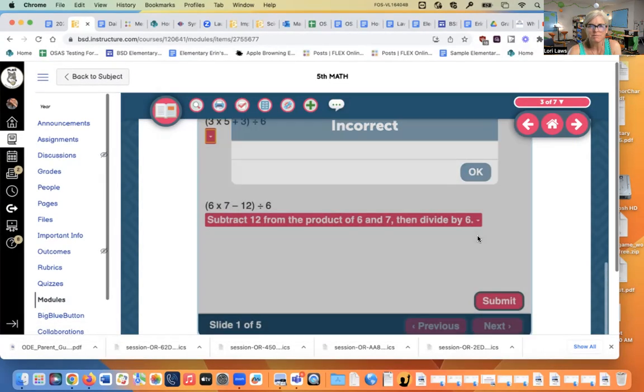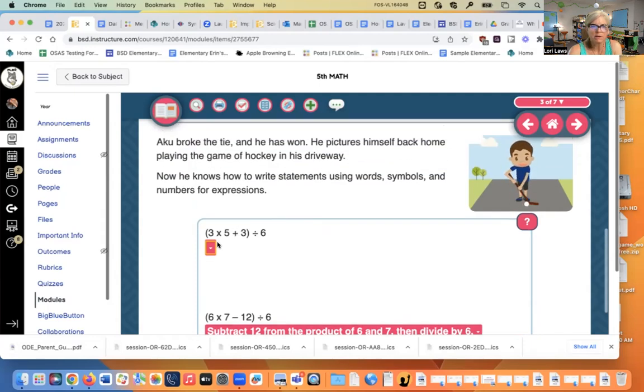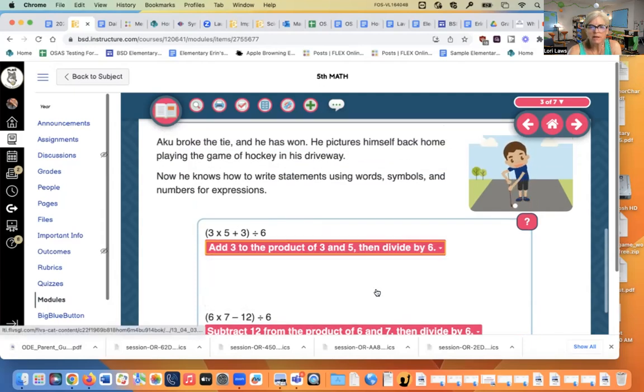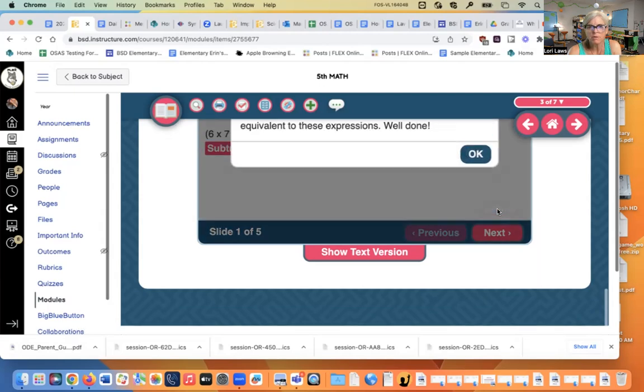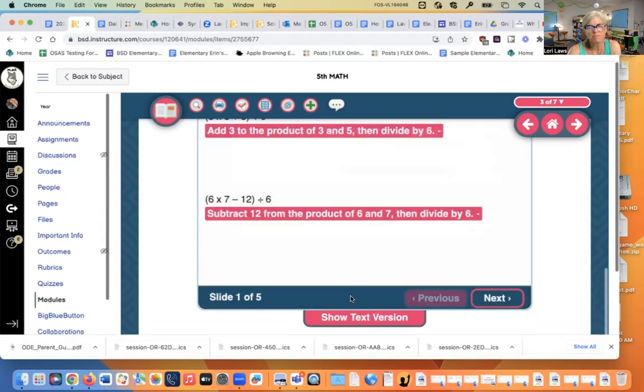Says I'm not done. Let's get this one and see if we get it right. 3 times 5 divided by 6. There, let's try that. Boom. Amazing work. Good job. So there's 5 slides here where you can practice these. I suggest you do it.